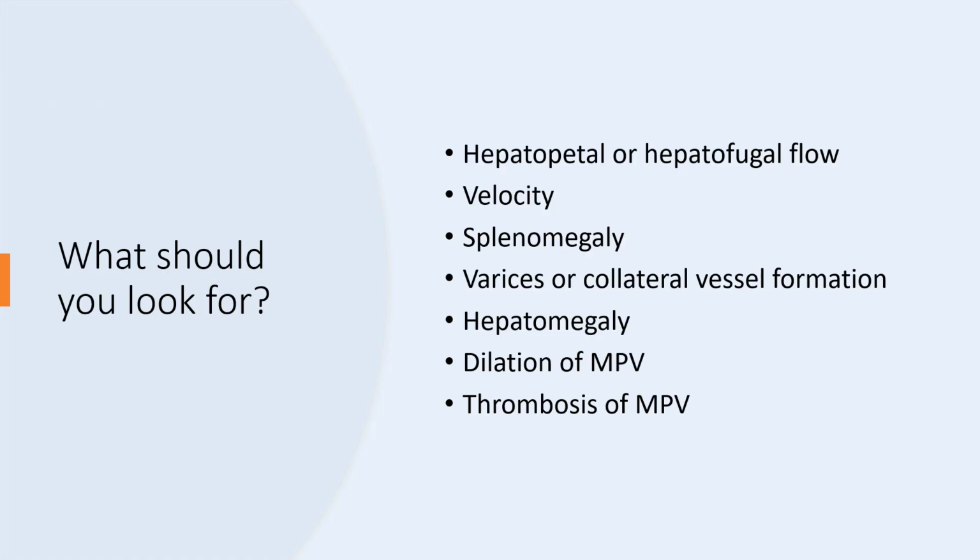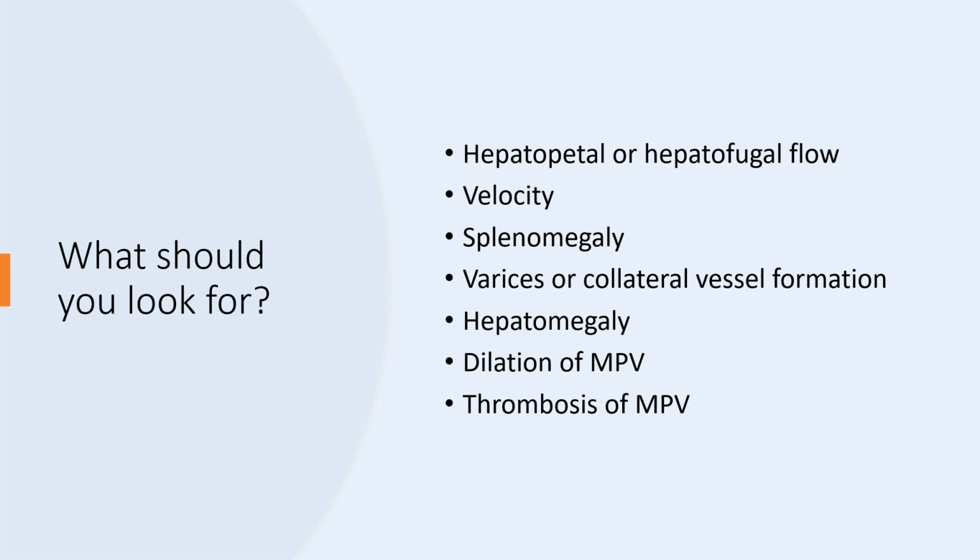So what are you going to look for on ultrasound? We always check for hepatopetal or hepatofugal flow in the portal vein. Remember, hepatopetal is towards the liver, hepatofugal is away from the liver. So we need to know which way the blood is flowing. We want to measure it with pulse wave Doppler and get a velocity. We want to look for splenomegaly. Is that spleen becoming enlarged?